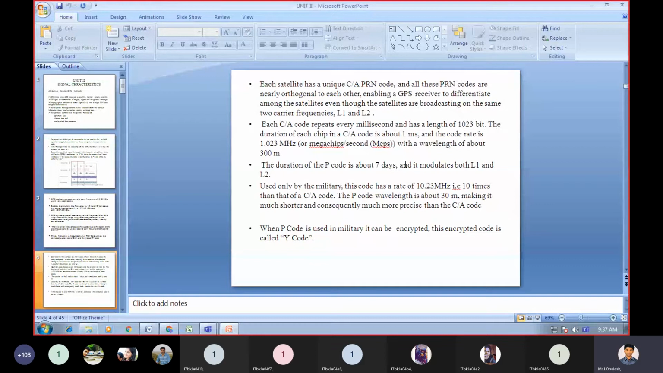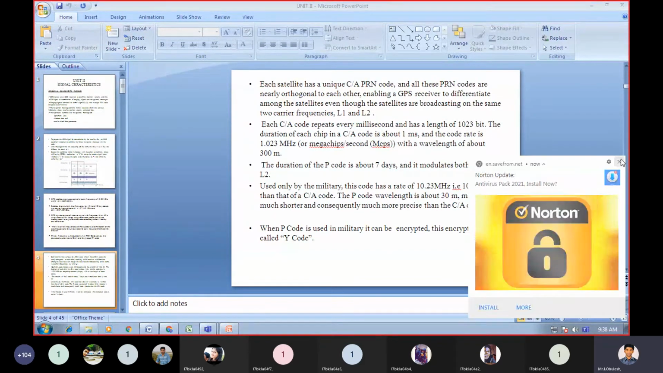Now what about the P code? The duration of the P code is about 7 days and it modulates both L1 and L2. The duration of the C/A code is 1 millisecond, but the duration of the P code is 7 days and it modulates both L1 and L2.